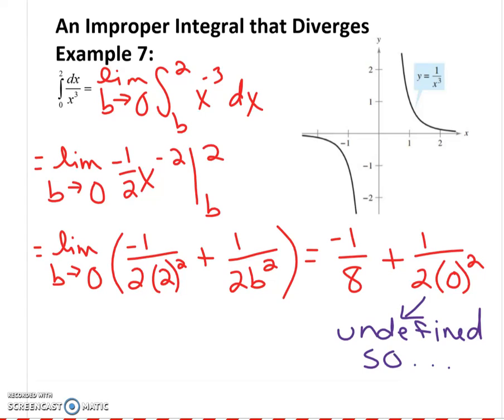Okay, so hopefully you at least got yourself down to the point where you had -1/8 plus 1 over 2 times 0 squared. And the issue with the 1 over 2 times 0 squared is that that's going to be undefined, because there would be a vertical asymptote on our integral function, the -1/2 x to the -2, that we can't really make go away. So what that means is, because part of our answer is undefined, this would be a divergent integral, and so we would actually not be able to evaluate it.